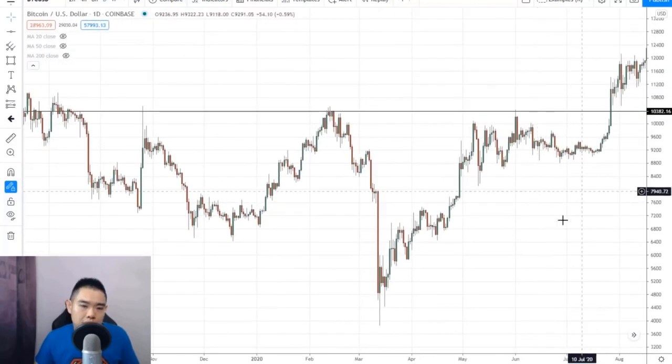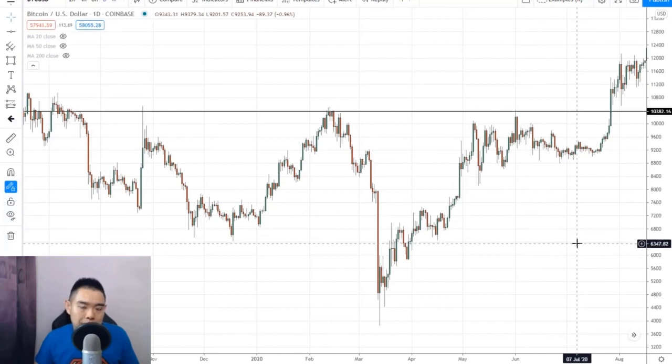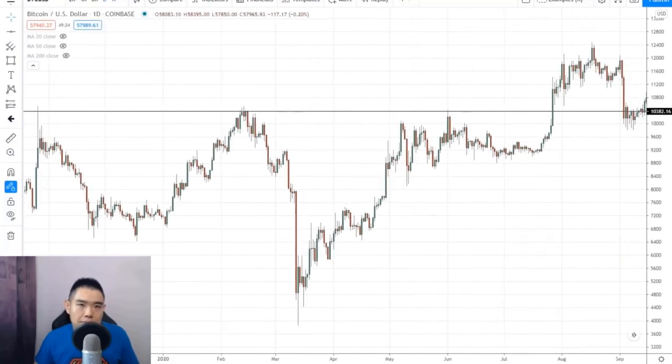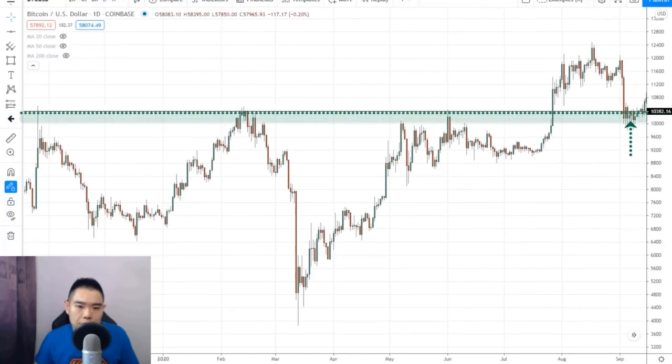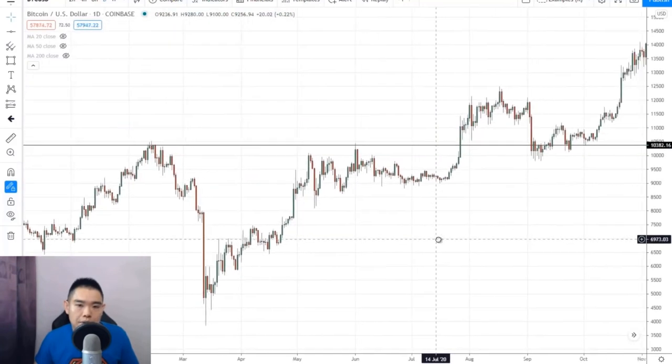So as you know, if price breaks out of resistance, what could possibly happen? Previous resistance could become support, right? Previous resistance could now become support. Buyers could possibly step in and push the price up higher, which it did in this case.